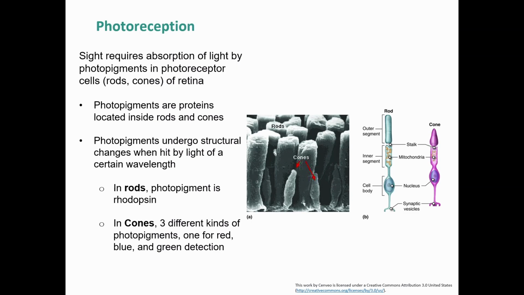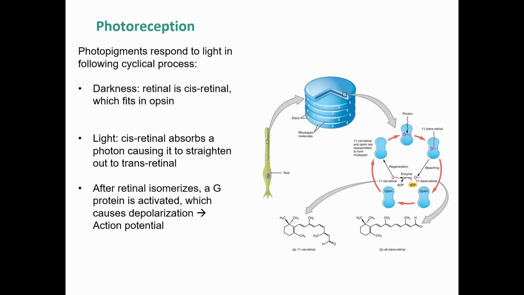When we look at rods, we have one photopigment, and that's called rhodopsin. And in cones, we have 3 different kinds. One for red, one for blue, and one for green. Basically one for each different type of cone. And photopigments, when they respond to light, it's actually very cyclical. So we're going to walk through this, really just focusing on the rhodopsin, talking about what happens in the rods.